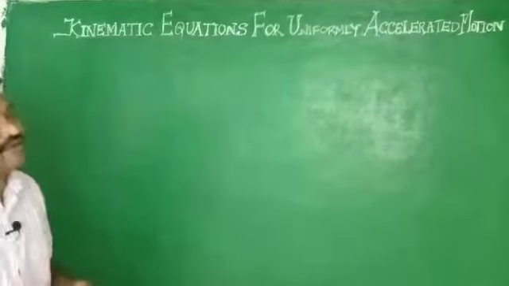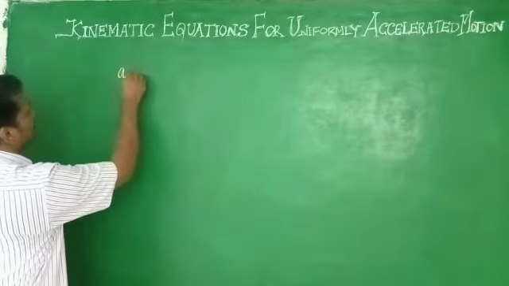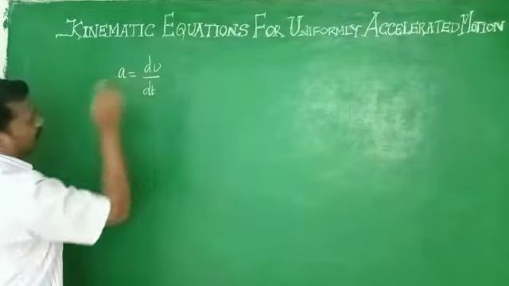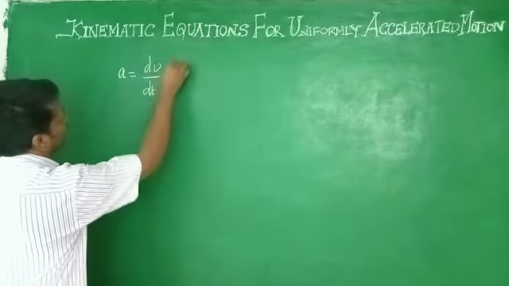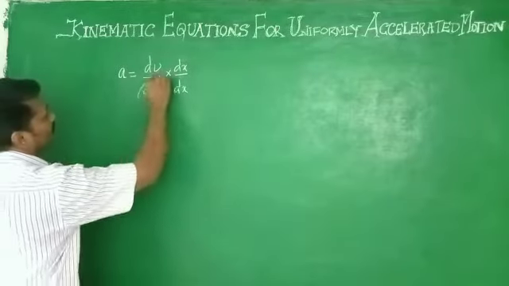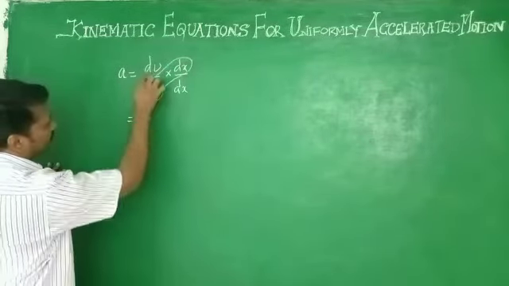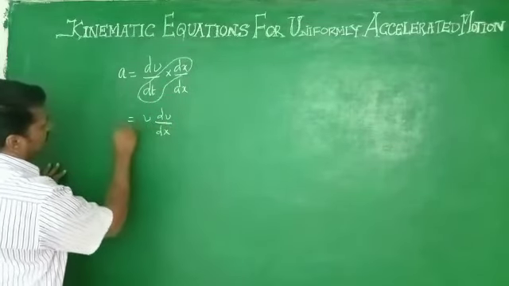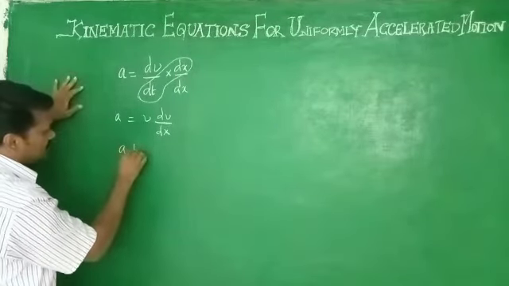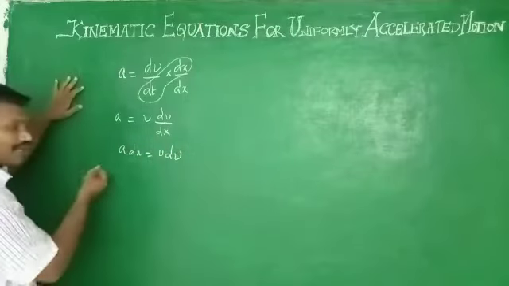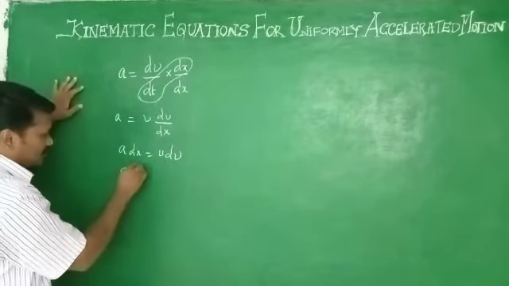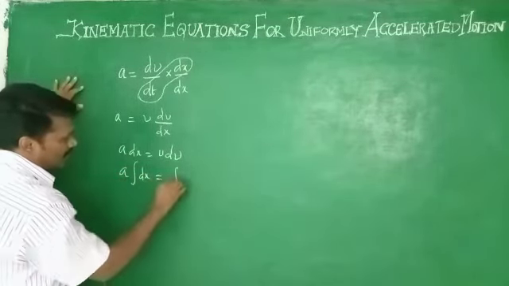Now we are going to the third equation of motion. We know that acceleration a equals dv by dt. For convenience, multiply and divide by dx on the right hand side of this equation. Now dx by dt is nothing but v, and the remaining term is dv by dx. So a dx equals v dv. Integrate on both sides. Since this is uniformly accelerated motion, a is constant, so a integral dx equals integral v dv.